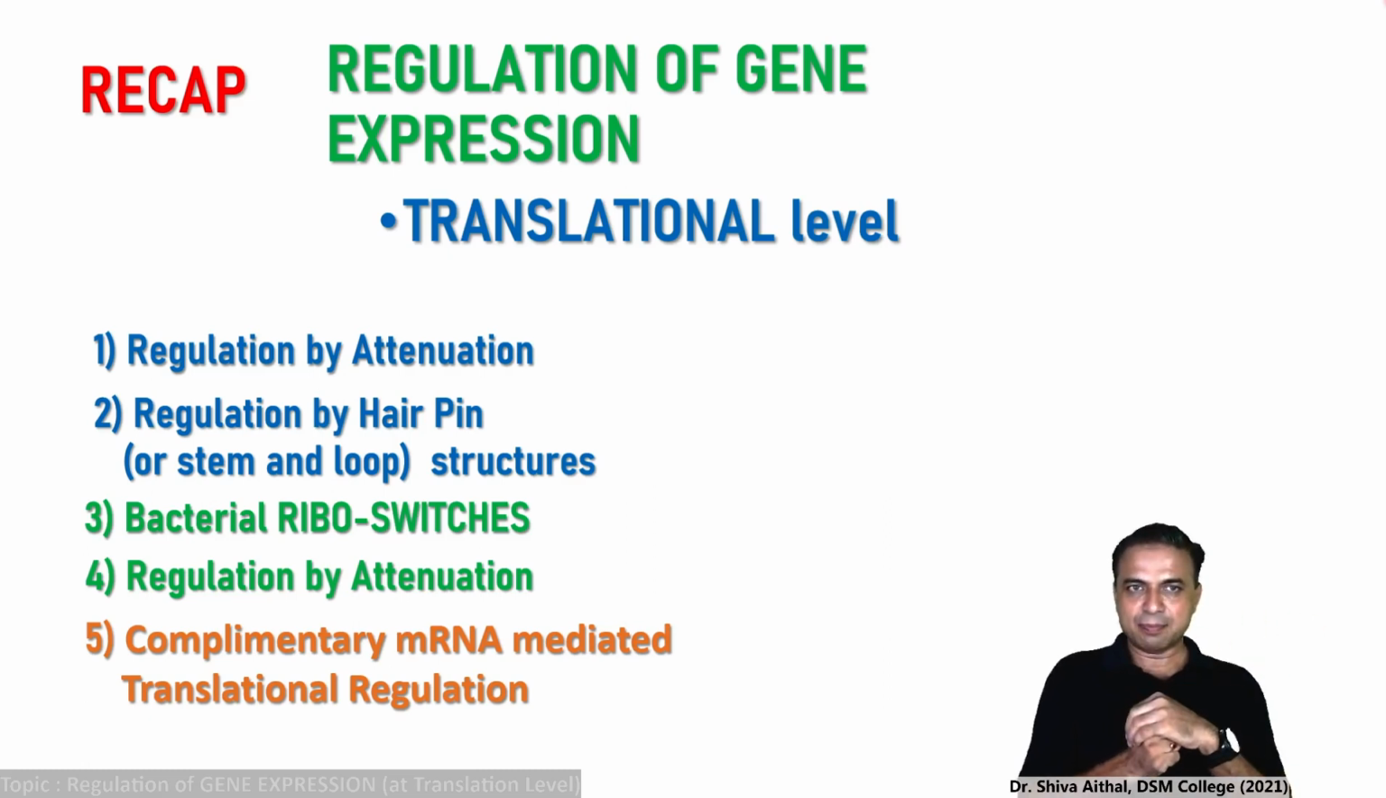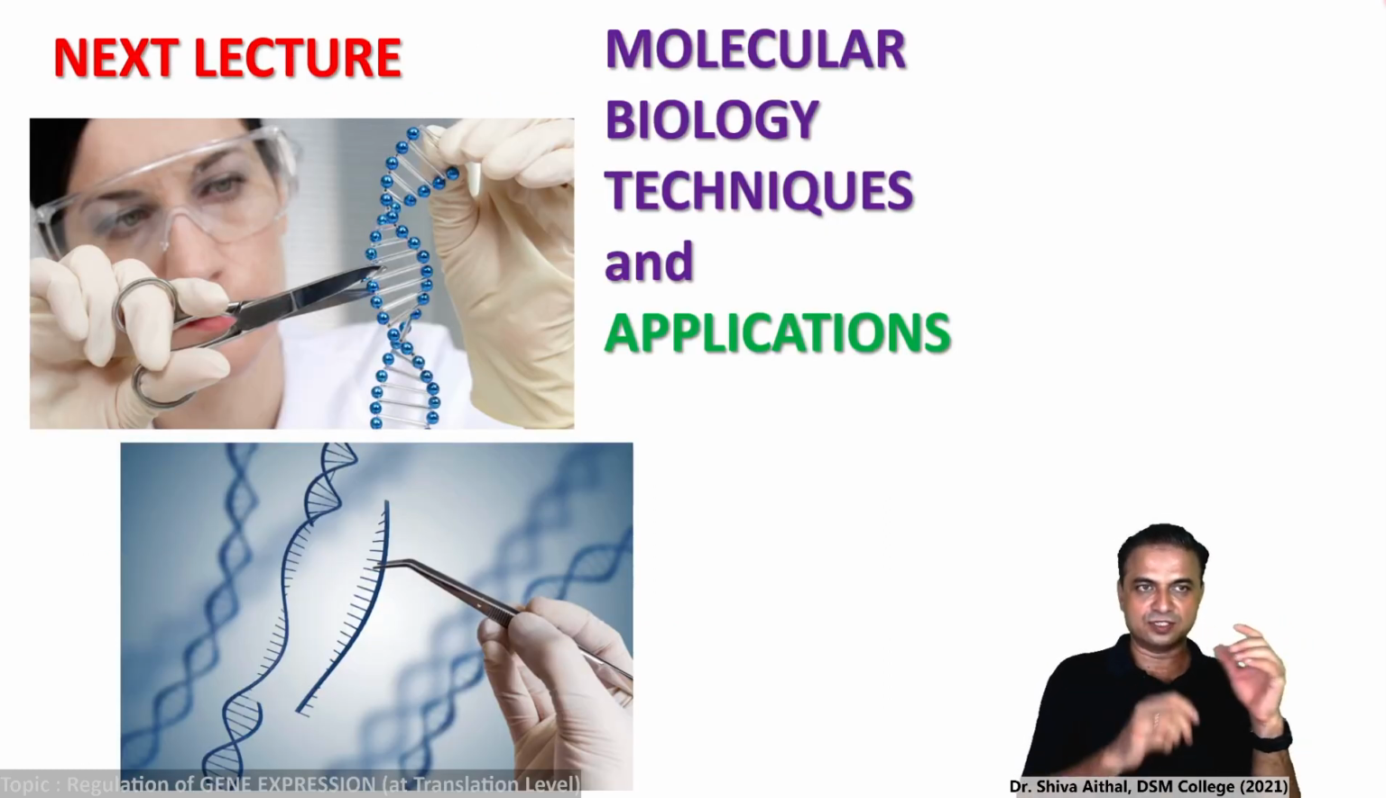So a brief recap again. Regulation of the gene expression takes place at the translational level. This can be done by various mechanisms. Regulation by attenuation, that is hairpin and loop structure. Regulation by repressors. Regulation by complementary mRNA sequences.